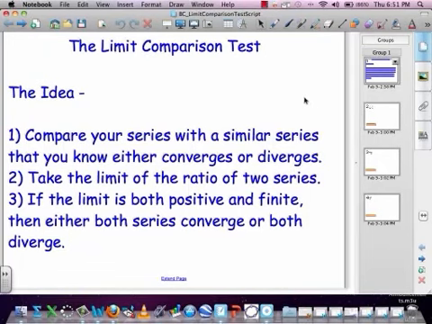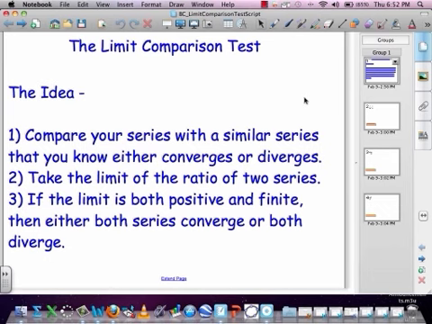Okay, this is one of my favorite convergence tests because you can kind of control the progress that you take here. And here's the idea. You're going to take a series that you don't know whether it converges or diverges, the original problem, and you're going to compare it with a similar looking series that you already know converges or diverges. The harmonic series, for example, or a p-series, or a geometric series. Things that you already know converge or diverge from some other test.